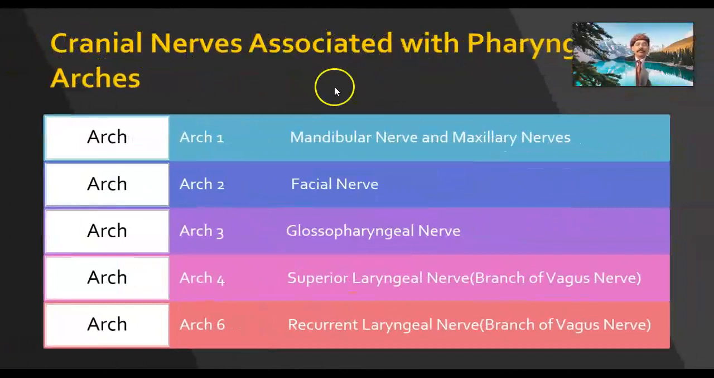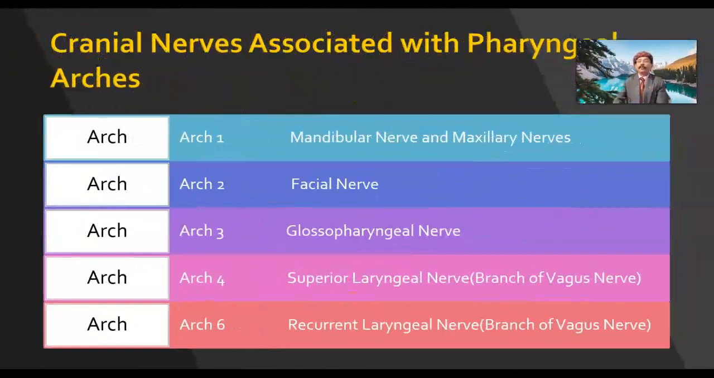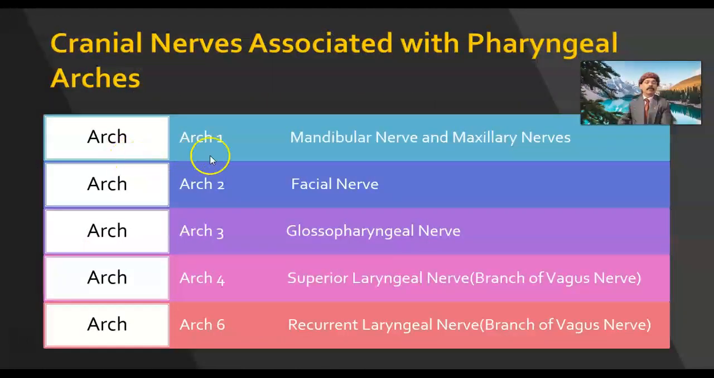Cranial nerve associated with pharyngeal arches is very important to remember. For arch 1, we have the mandibular nerve and maxillary nerve. Ophthalmic division of trigeminal nerve has no contribution to the pharyngeal arches. Arch 2, facial nerve or 7th cranial nerve. This is the 5th cranial nerve.